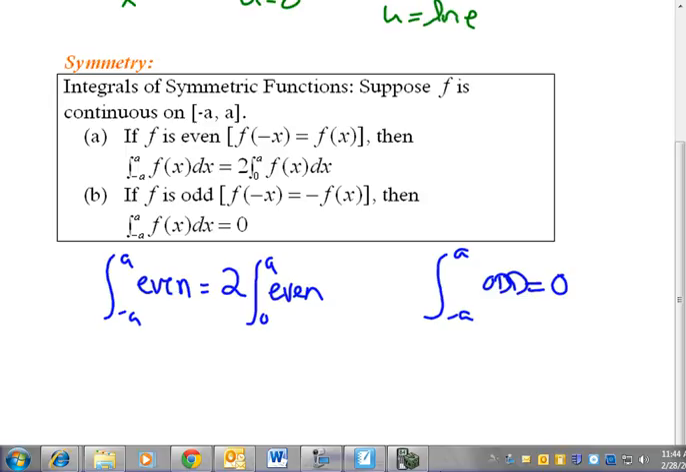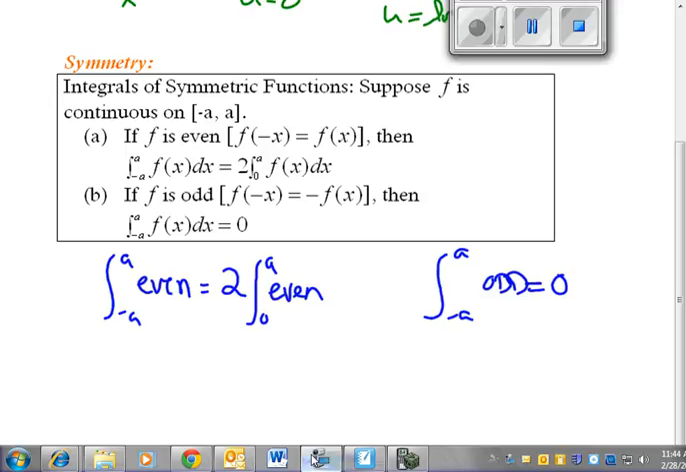Yes, if you have an even function, you can just double it. Yeah, I'm just going to turn this off.